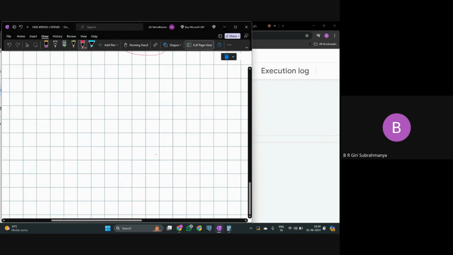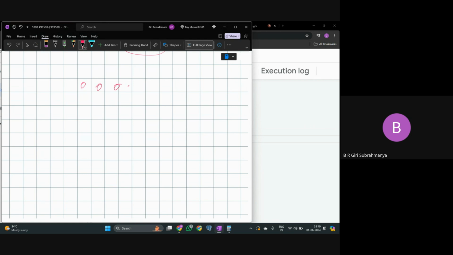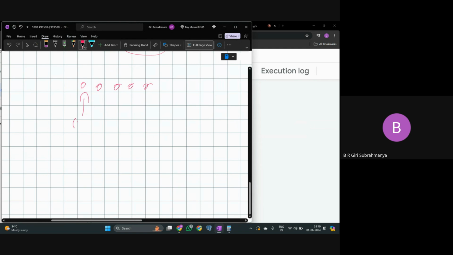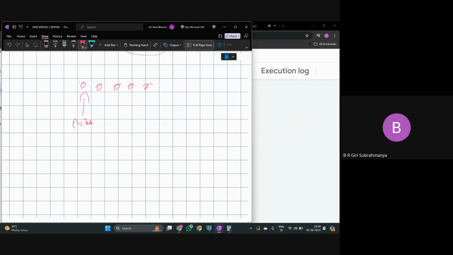Maybe I'll give the idea and you can translate it into code. You're going to go through every letter, letter 1, 2, 3, 4, 5, maybe. Now, when you look at the first letter, what is the state of A? True, right? For the first letter, definitely A is true. Now, after looking at the first letter, if you can make A false, then for all the remaining letters, A is going to be false. So, if A is true, it means that we are looking at the first letter. If A is not true, then we are not looking at the first letter. We can make it that way, right? Yes, sir.